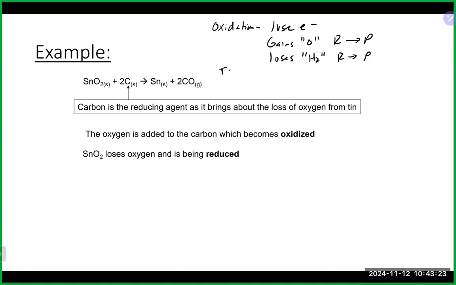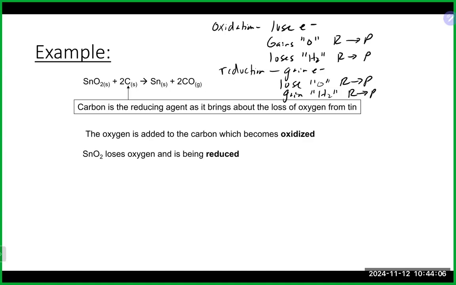Reduction has similar definitions. Reduction can mean that it gains electrons. It can lose oxygen as you go from reactants to products, and it can gain H2 as you go from reactants to products. The oxygen and hydrogen definitions are very commonly used in organic chemistry for oxidation and reduction, because it's much easier to follow what's happening with hydrogen or oxygen rather than trying to figure out electrons, especially in organic chemistry because it deals a lot with nonmetals, carbons, hydrogens, oxygens, and those types of things.